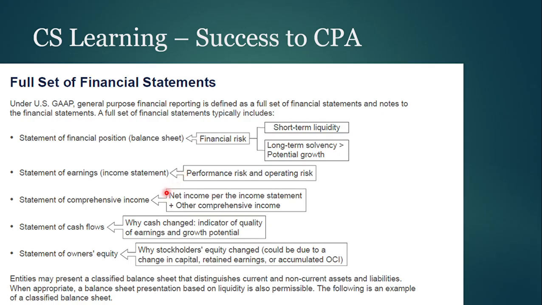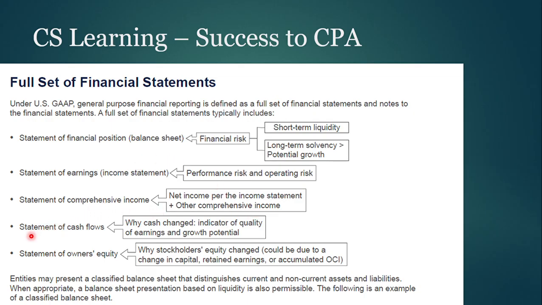The next thing is the statement of comprehensive income. We will discuss comprehensive income in more detail in a coming video. As of now, just understand one thing: comprehensive income includes net income as per the income statement, plus other comprehensive income. Other comprehensive income is income which is generally not part of the income statement, that is the statement of earnings, and comes directly under comprehensive income.